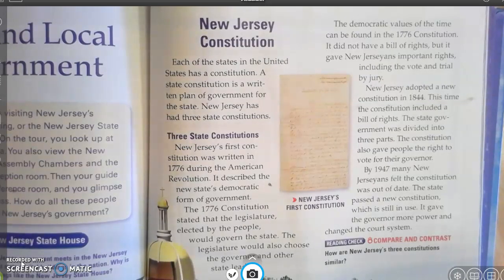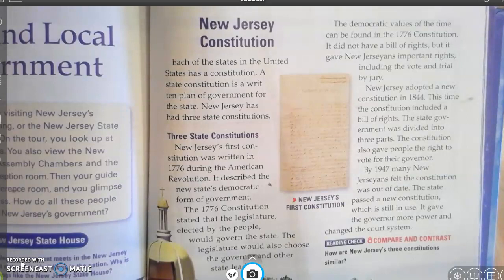New Jersey's first constitution was written in 1776 during the American Revolution. It described the new state's democratic form of government. Okay, great. So we know that the beginning of New Jersey's constitution was during the American Revolution when the colonies declared independence from England. So 1776 was the first constitution. I'm going to make a mental note of that in my mind.